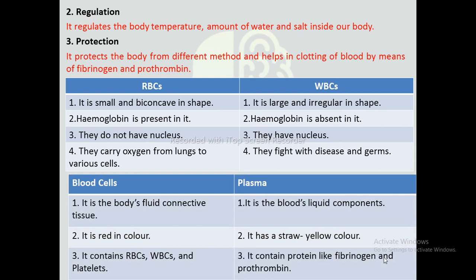Difference between blood cell and plasma. Blood cell, it is a body fluid connective tissue, whereas plasma, it is a blood liquid component. Blood cells, it is red in color, whereas plasma, it is yellow in color. Blood cell contains RBC, WBC and platelets, whereas plasma contains protein like fibrinogens and prothrombin.